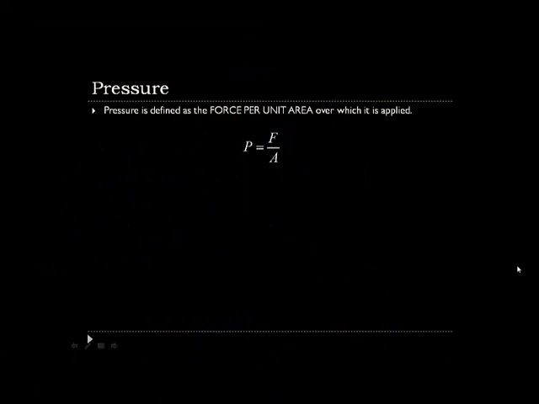So pressure in mechanics is defined as the force per unit area over which that force is applied. So we can write this as an equation. P is equal to F over A, where F is measured in newtons and A is measured in meters squared. And so pressure should be measured in newtons per meter squared, although we abbreviate that with the unit Pascal.